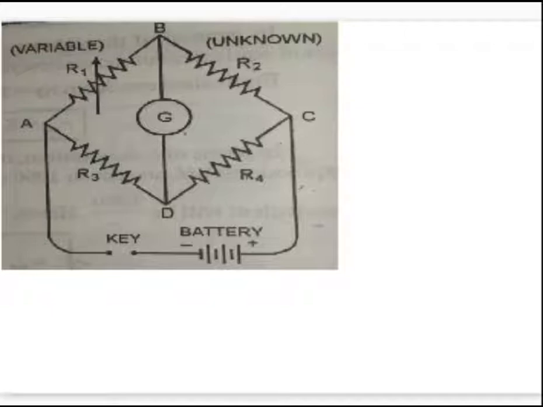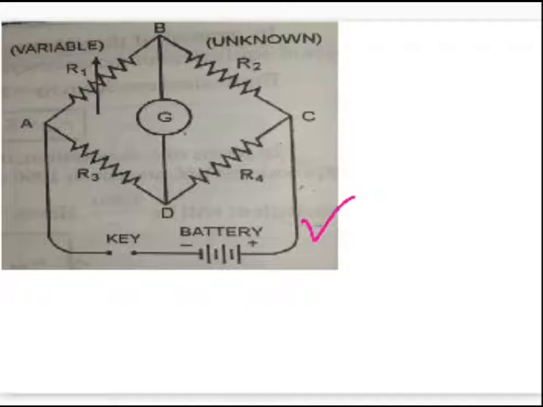Conductance is the reciprocal of resistance, right? So if you need to find the value of conductance, you can simply find the value of resistance. And that value of resistance can be found with the help of the Wheatstone bridge method, as in the adjoining figure. Now what is happening here?